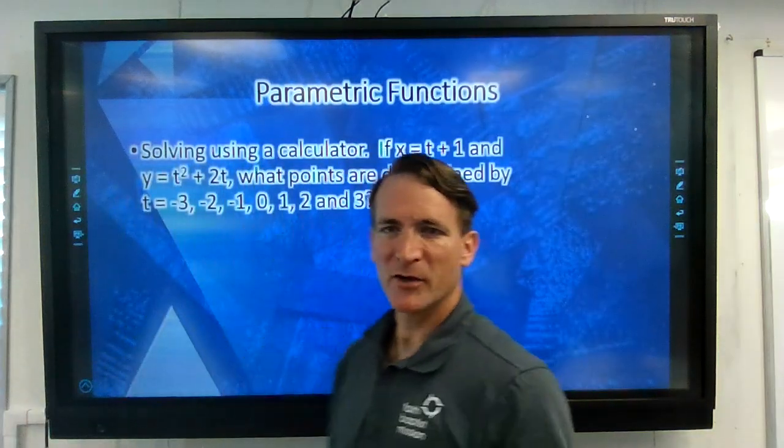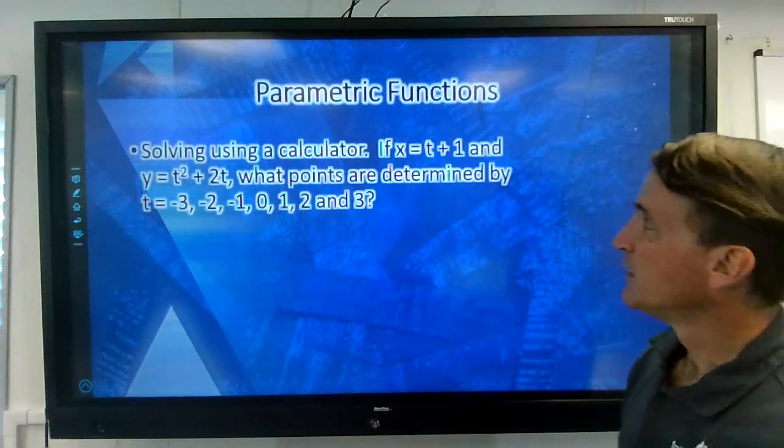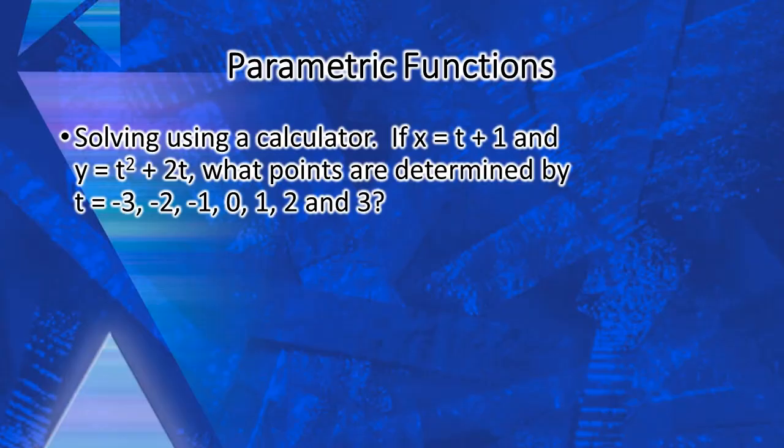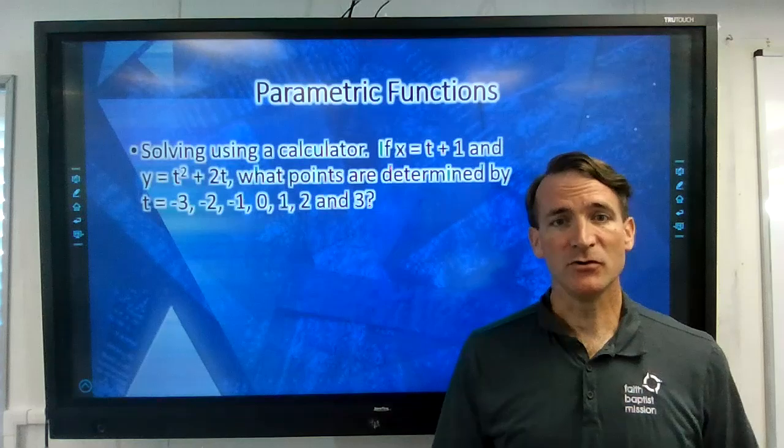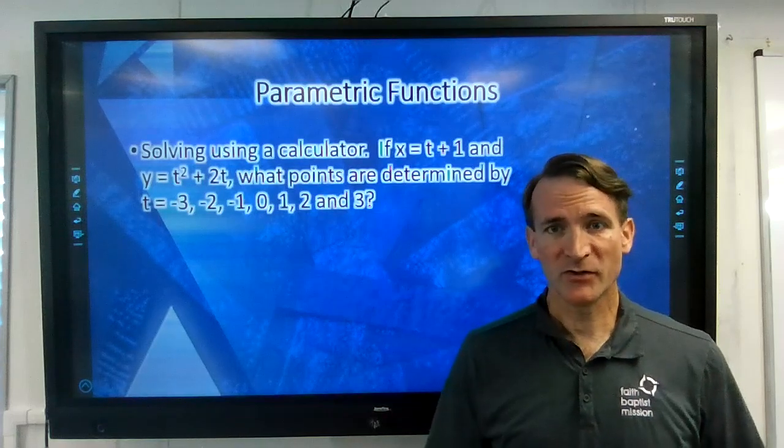Now, let's use a calculator to help us with these. It says use a calculator if x is equal to t plus 1 and y is equal to t squared plus 2t, what points are determined by t equals negative 3, negative 2, negative 1, 0, 1, 2, 3? Rather than plugging each one in individually, let's use our calculators to do this.